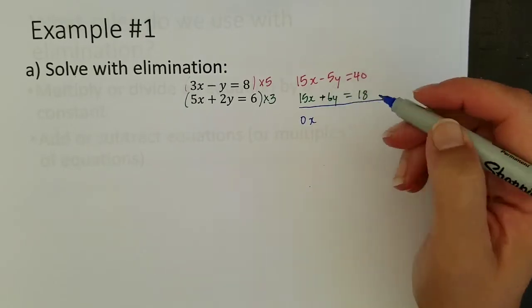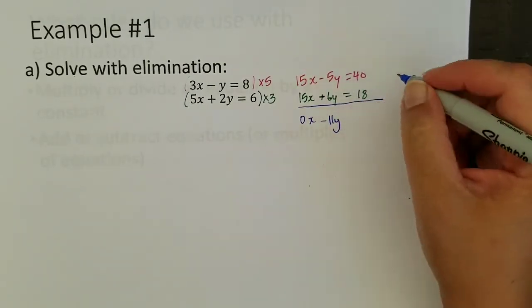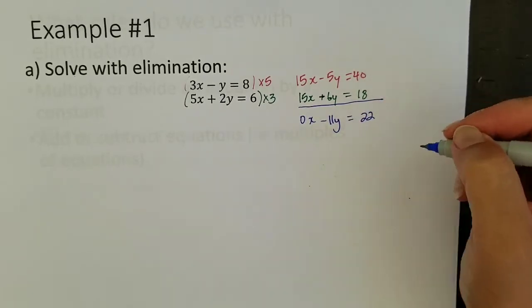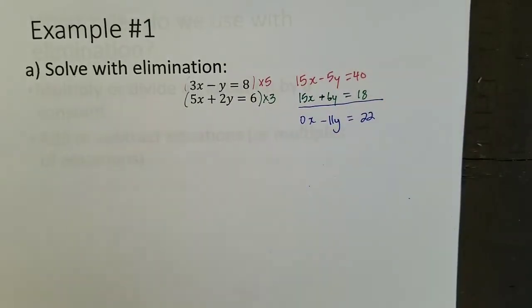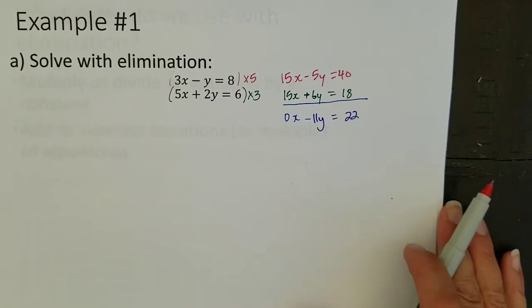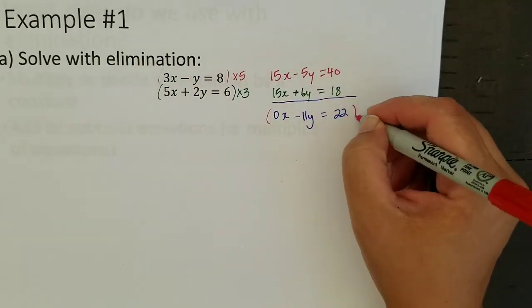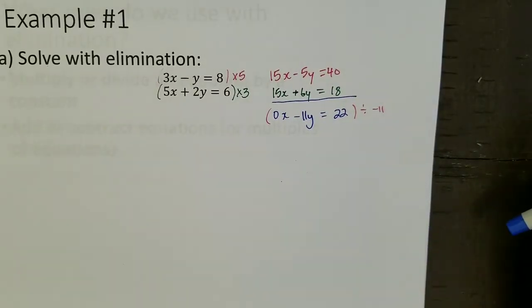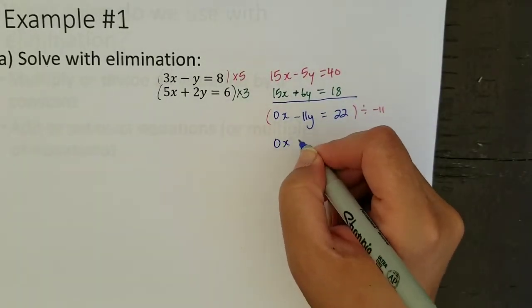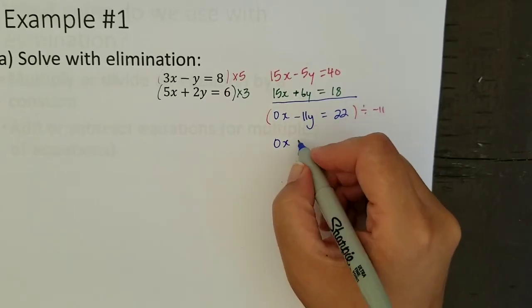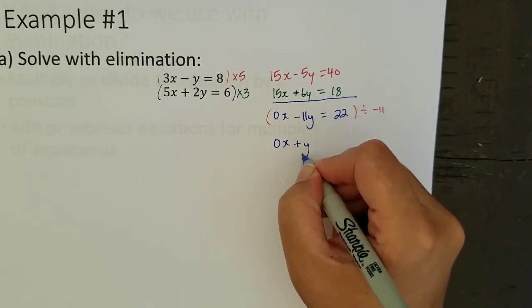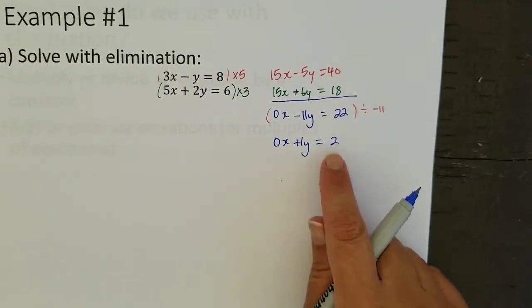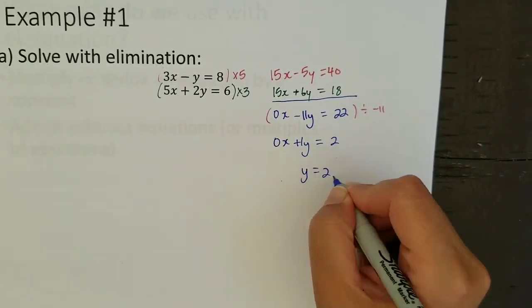Negative 5y minus 6y is negative 11y. And then 40 minus 18 is 22. And then I'm going to divide this whole equation. I'm writing this a little bit differently than you probably would have seen. I'm going to divide the whole equation by negative 11. And then I get 0x plus 1y equals 2. So that gives me a solution of y equals 2.